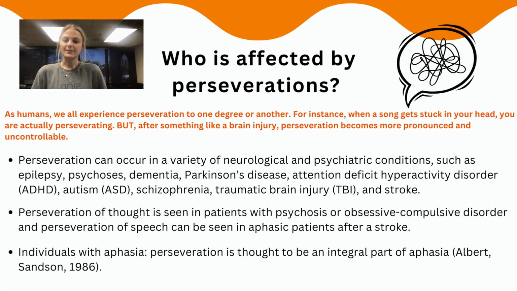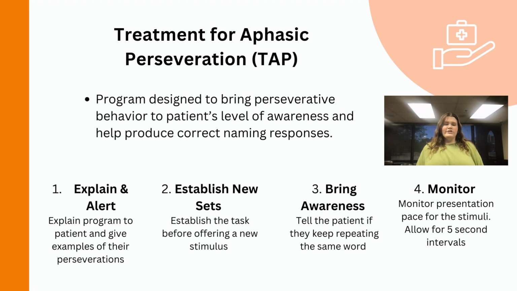It was noted in our textbook that perseveration is thought to be an integral part of aphasia. Treatment for perseveration is designed to bring the patient's level of awareness of their errors and help them produce the correct naming responses instead. So, what this looks like is first you're going to explain the program for treatment to them and give them examples of their current perseverations. Then you're going to establish new sets by offering them a new stimulus word. And then finally, if they keep repeating the same word, you're going to bring awareness to that error. And finally, you're going to want to monitor the presentation for the pace of the stimuli and also allow for 5-second intervals. And on the next slide, I'll give you an example of how you would take data on this.